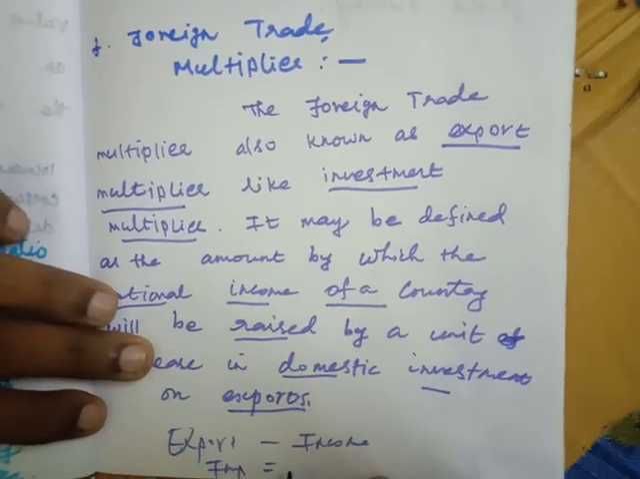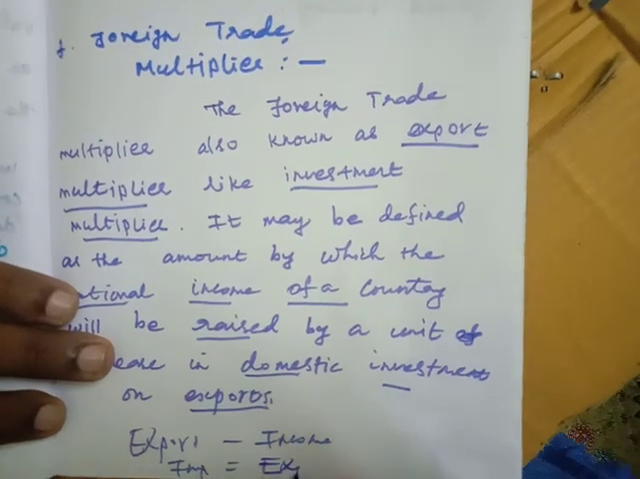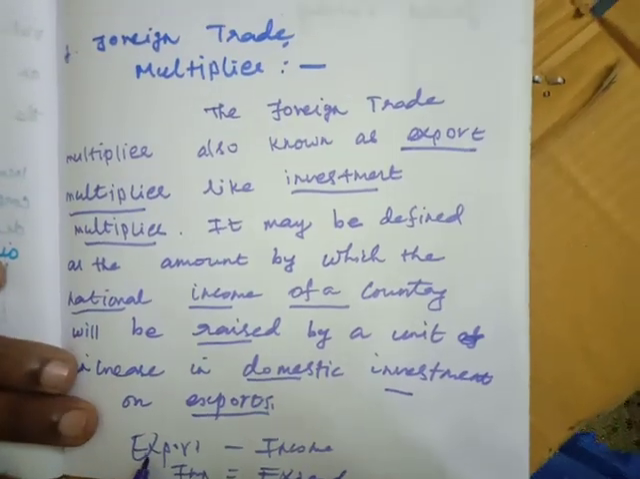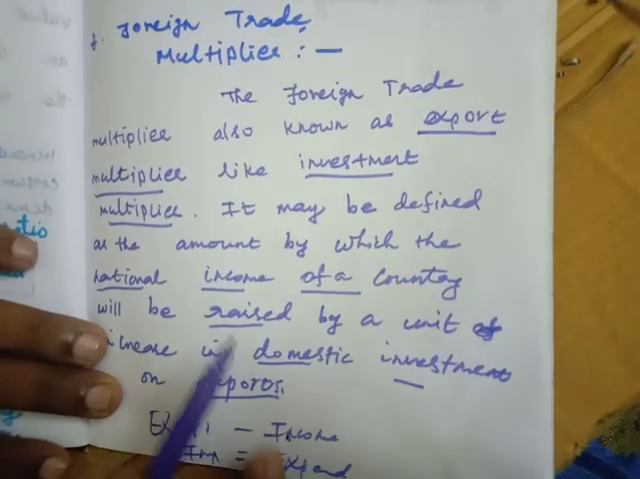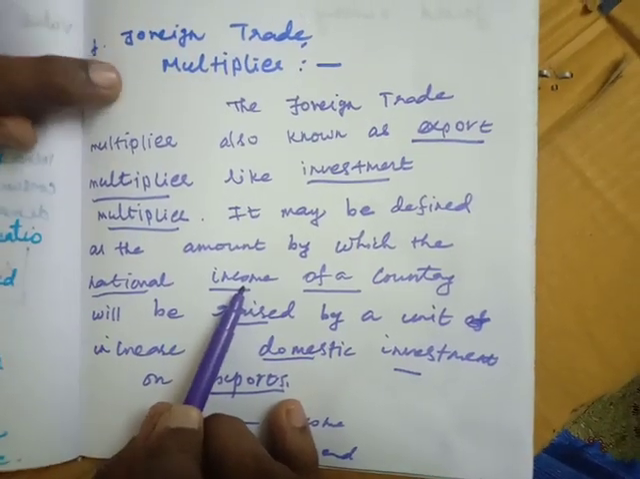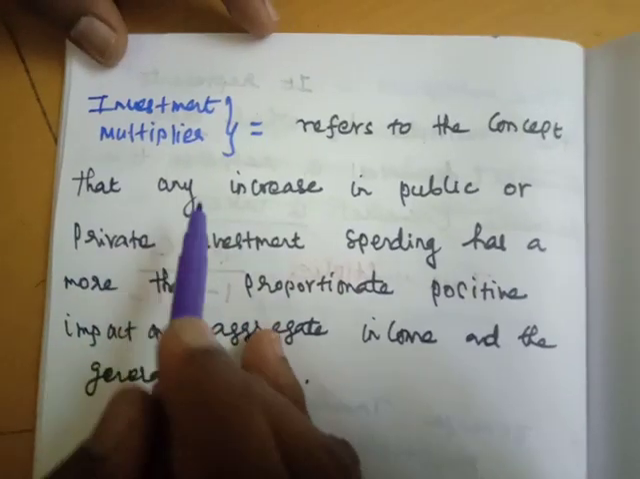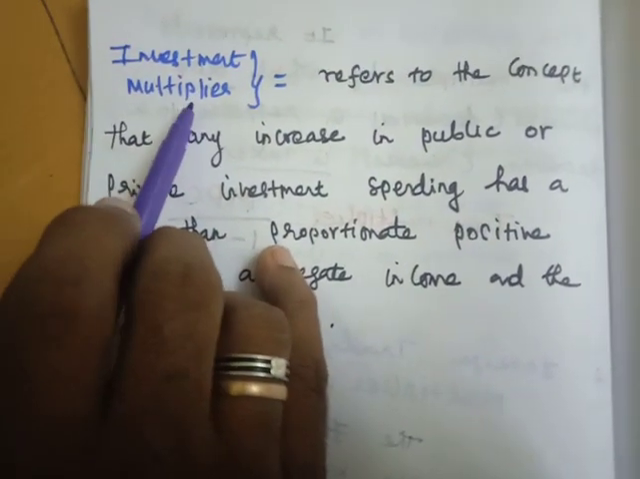import means expenditure. When we increase the export, it will give more income. It will add to the national income of a country, that is foreign trade. The next multiplier is known as the investment multiplier.